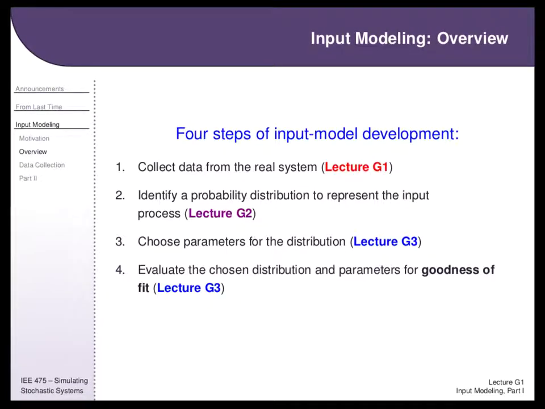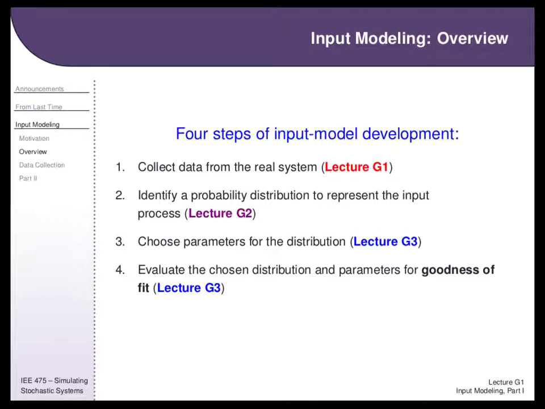So how we're doing this is that today I'm going to talk about collecting that data. In lecture G2, which we take after the retake, we'll talk about how to identify the family of probability distributions given the data. And then for 3 and 4, how do we choose parameters for those families that we've identified and evaluate the fits?